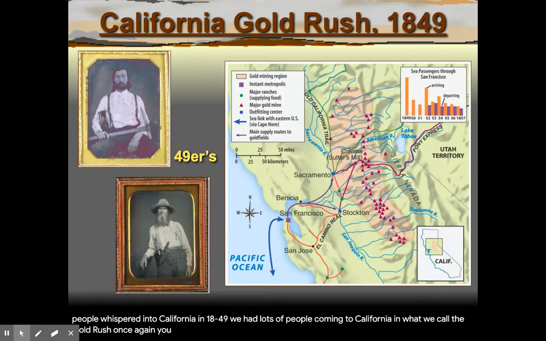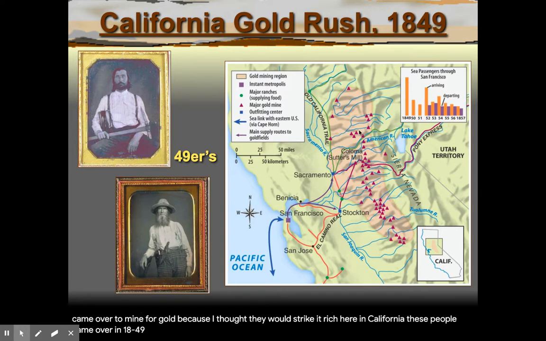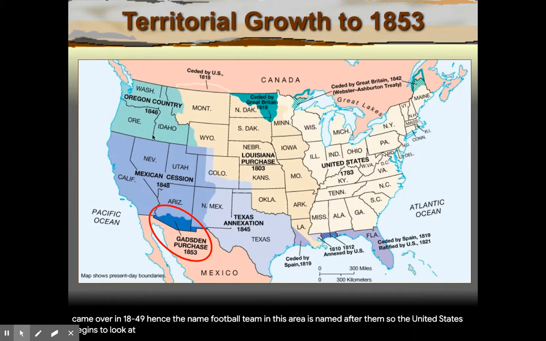Once again, you probably learned about this a long time ago in elementary school, how people came over to mine for gold because they thought they would strike it rich here in California. These people came over in 1849, hence the name the 49ers. A famous football team in this area is named after them. So the United States begins to look a lot more like it is today in the 1850s.